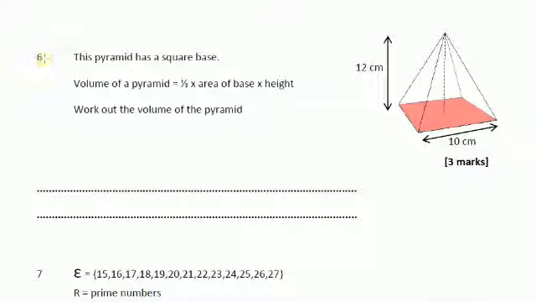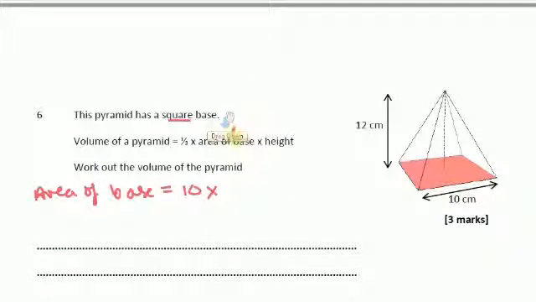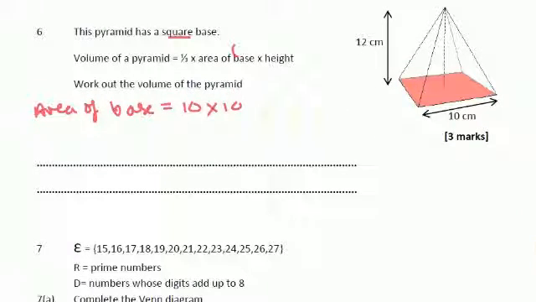Question 6. Pyramid has a square base. Doesn't look like a square in the diagram, but it is a square base. And we've got to work out the volume of the pyramid. So that's a square, that red shape. So we've got that the area of the base, first of all, is going to be 10 by 10, which equals 100.